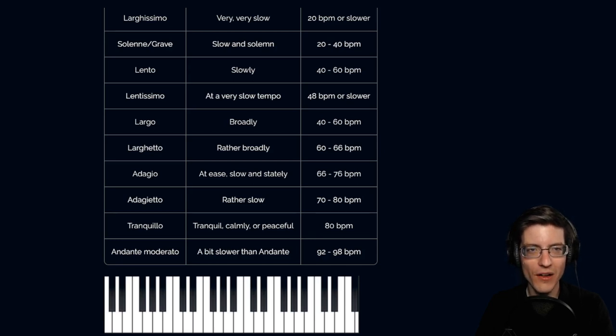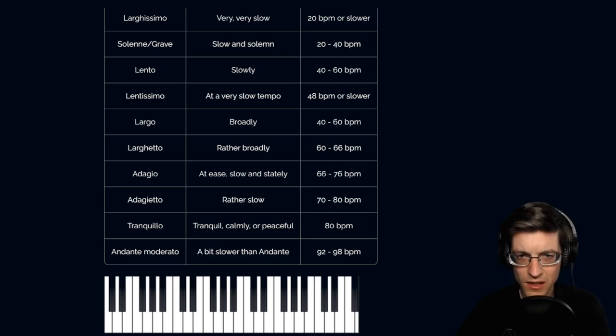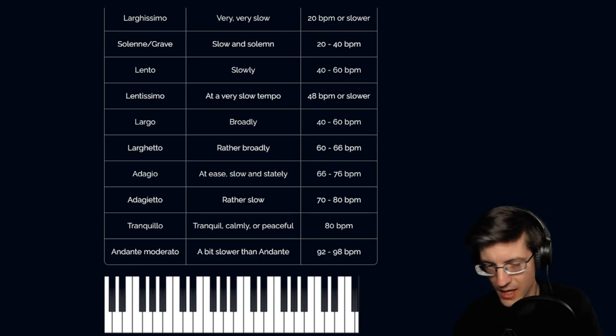And then what's our next one up? Solenne or grave. This is slow and solemn, so this is 20 to 40 BPM. Let's take a look at what 40 BPM is like. So this is 40 BPM, 2, 3, 4. Then lento is 40 to 60. So let's take a look at 60. And notice these are ranges, so it's not exact numbers.